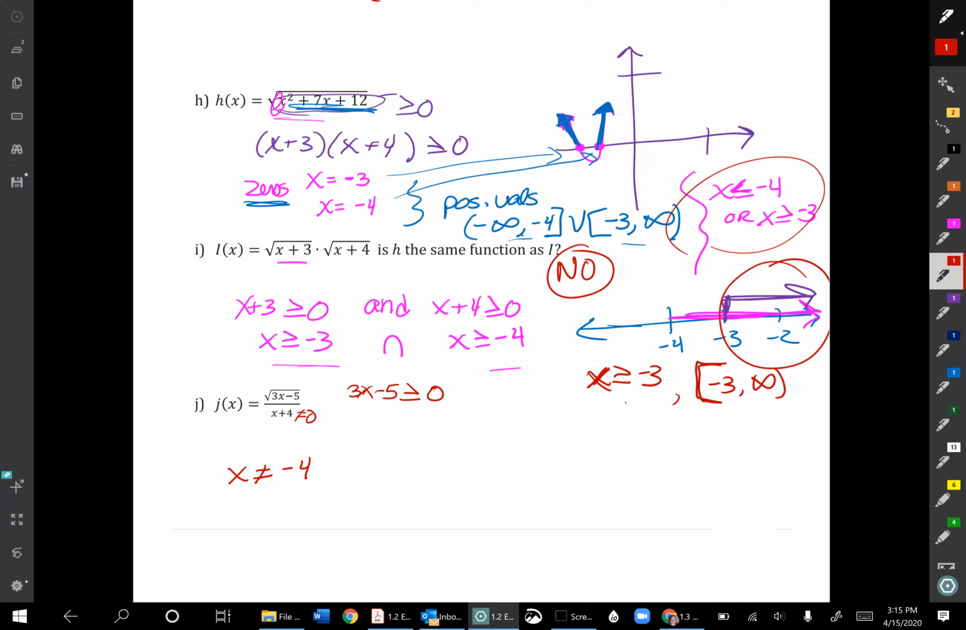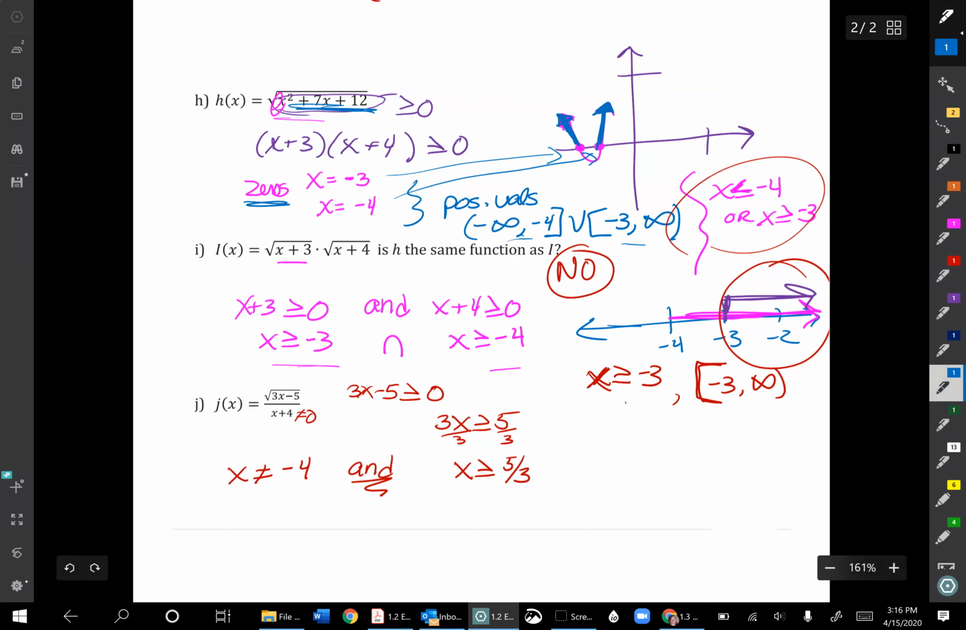And again, we have an and situation going on here, an intersection. And we can set the 3x minus 5 greater than or equal to 0. I'd have 3x greater than or equal to 5. Divide both sides by 3, and I get x greater than or equal to 5/3. So those are my two situations that I have to have ring true.